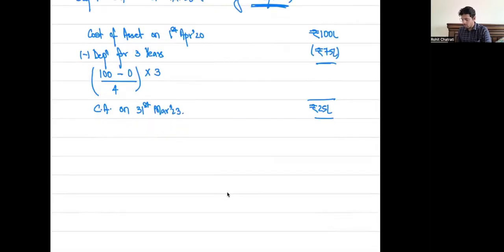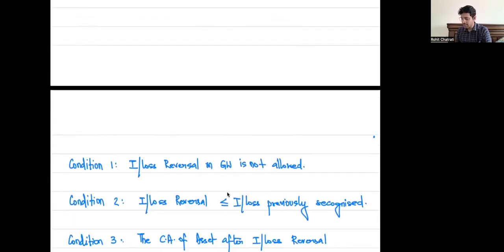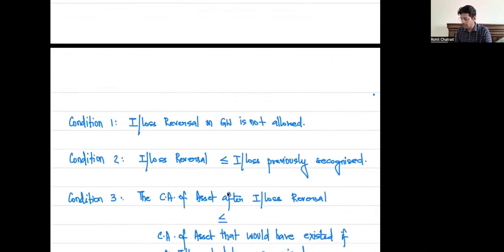So condition number 1 is impairment loss reversal on goodwill is not allowed. So you cannot actually recognize an impairment loss reversal on goodwill. Is this condition satisfied in our example? The answer is yes, because we are not reversing impairment loss on goodwill. This was a random asset on which we are actually recognizing the reversal of impairment loss. So have we satisfied condition 1?